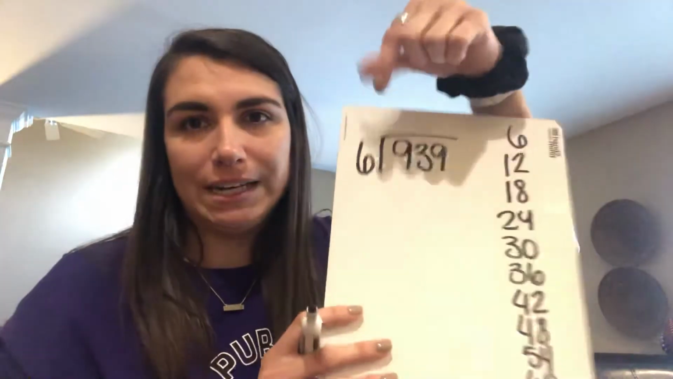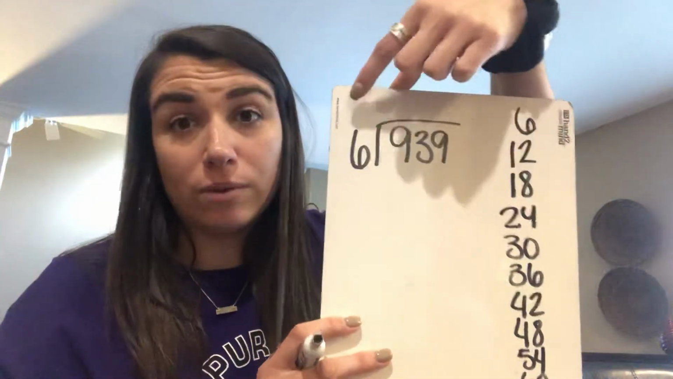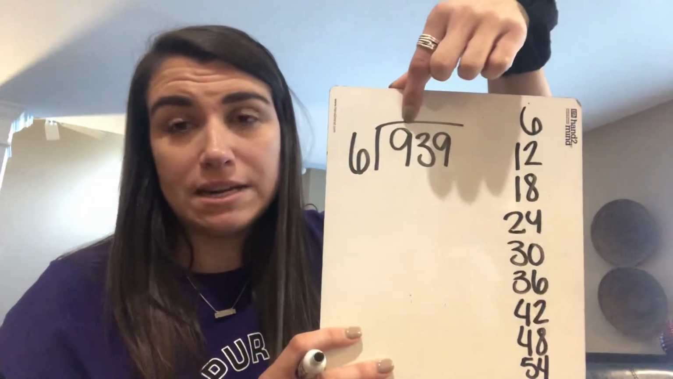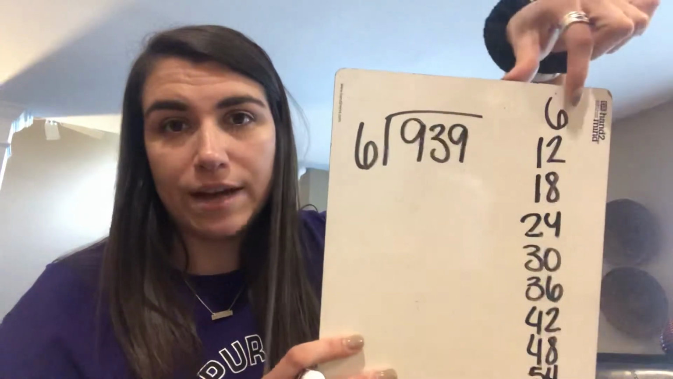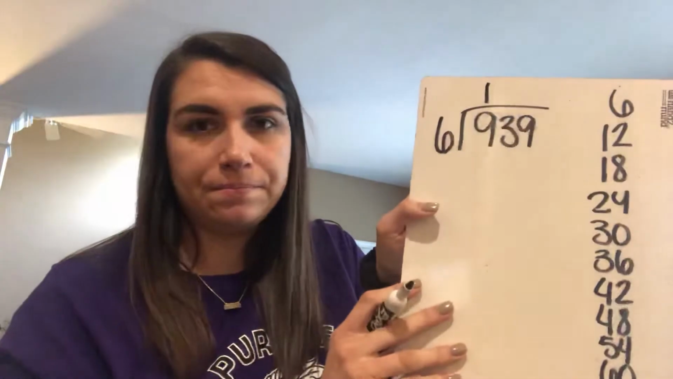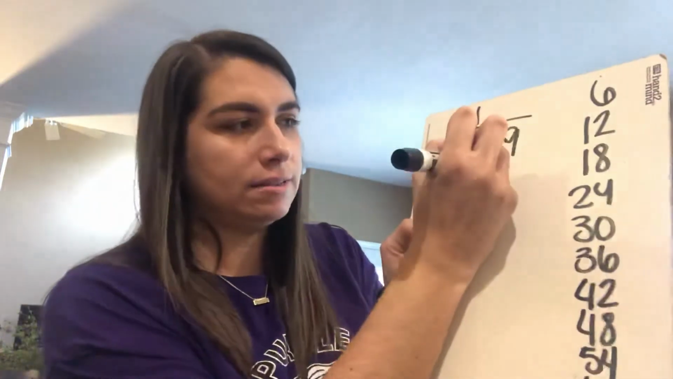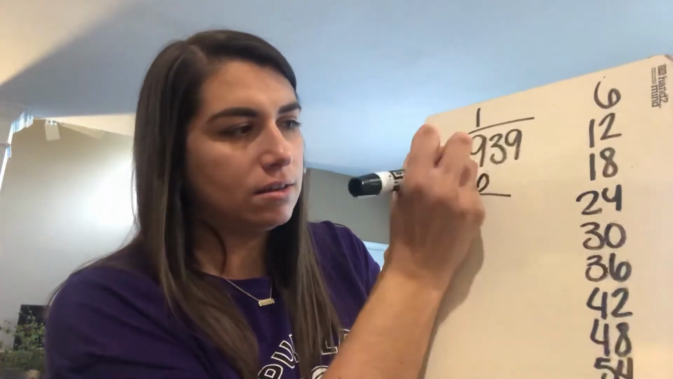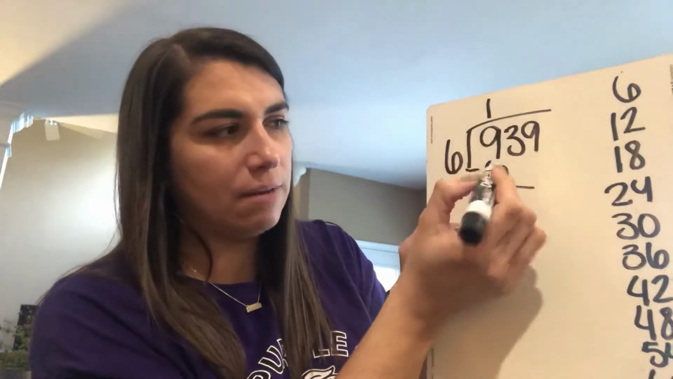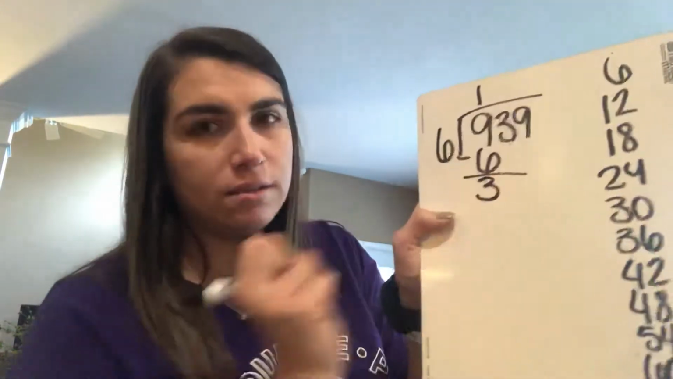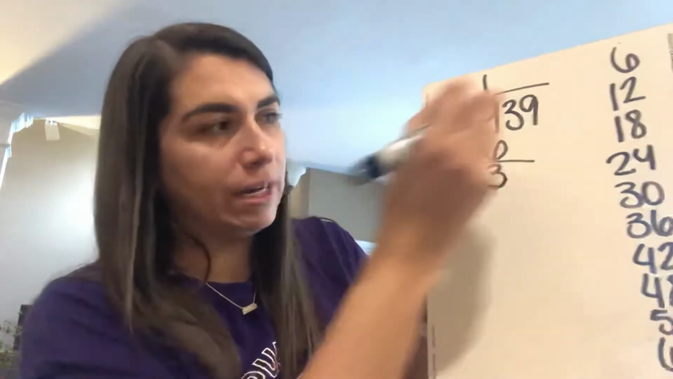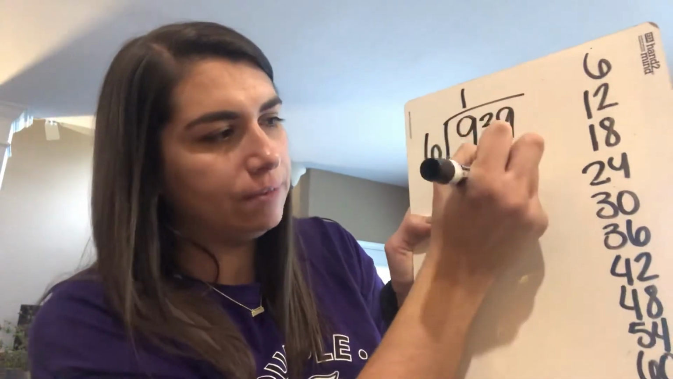All right, we're going to go ahead and solve together. So our first step is divide. So I need to think about what times 6 gets you closest to 9 without going over. So I know that that's going to be 6. So I'm going to write a 1 on the top. 1 times 6 is 6. Sister is subtract, so 9 minus 6 is 3. Brother, bring down my other 3.